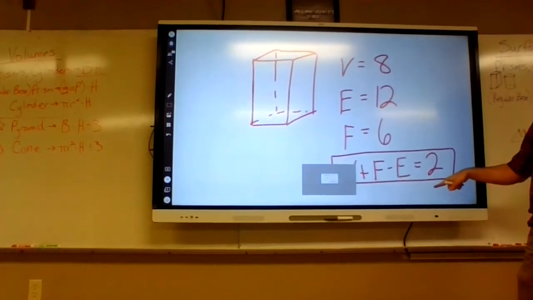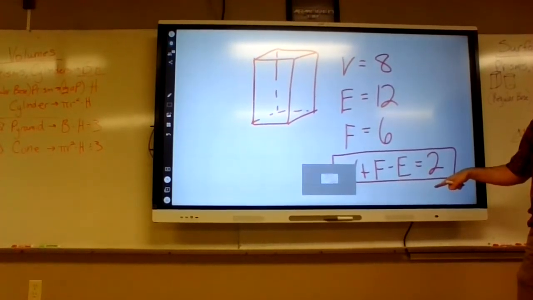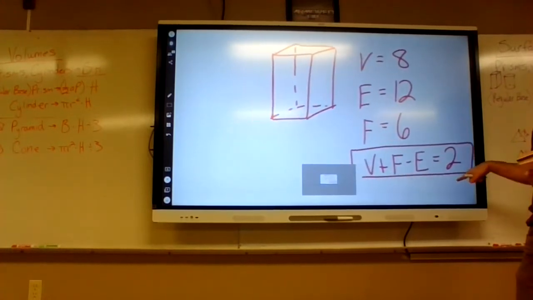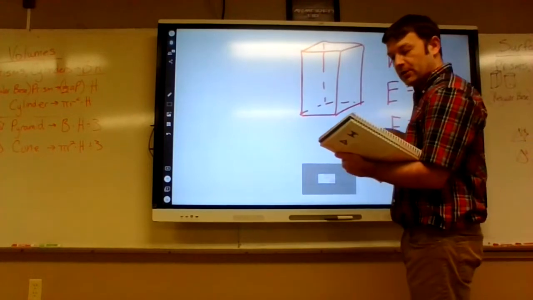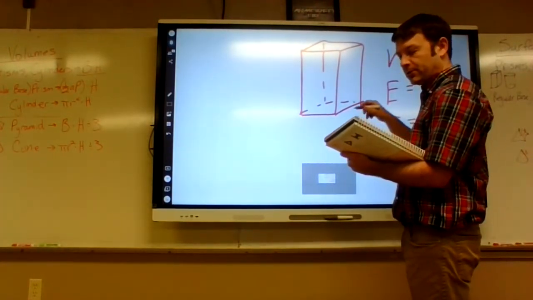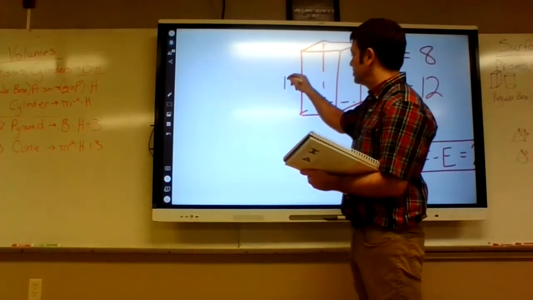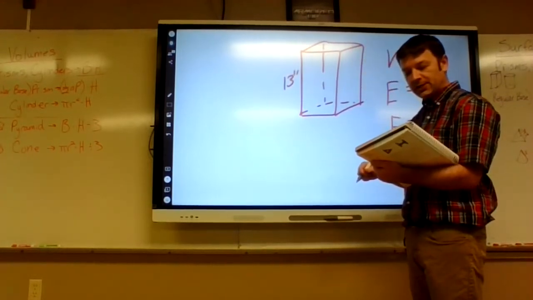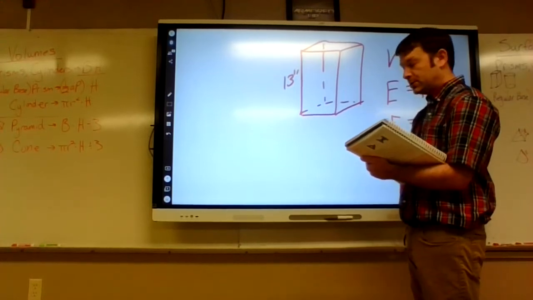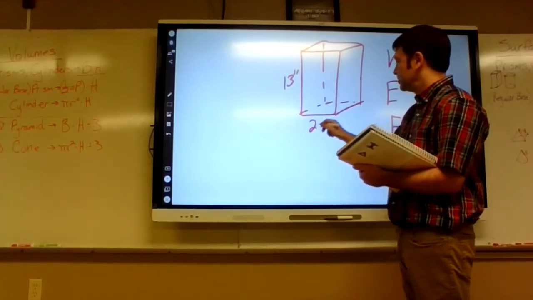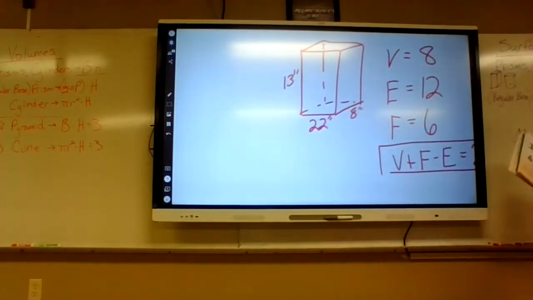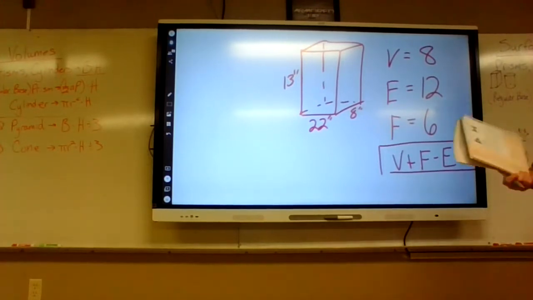Okay, then we're jumping all the way to number 9. Number 9 says find the surface area and volume. I'm just going to use this picture right here of a 13-inch tall rectangular prism. So that's how tall it is, and the base is 8 inches by 22 inches. So let's put a 22 down here. Okay, surface area. This is the harder one. Volume is the easy one.